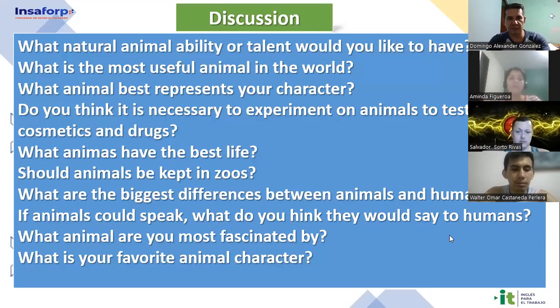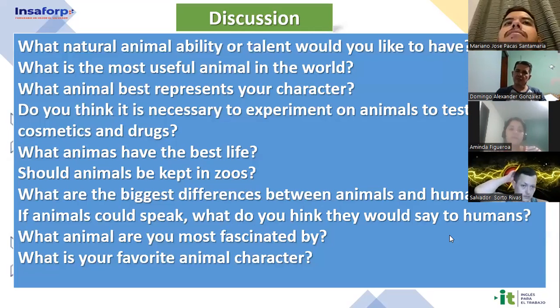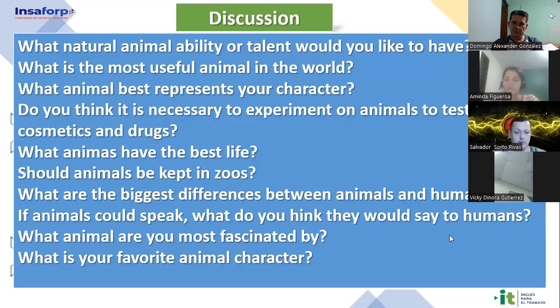I think it depends on the conditions, where and how the animals live. Okay, so Ever says no, right? And you, Omar, what do you think? Walter Omar, what do you think? Yes, I say it depends on the condition. Well, in this case, depends on the zoo, right, Walter? Yes, depends on the zoo. Totally agree. Okay, let's go to the next.